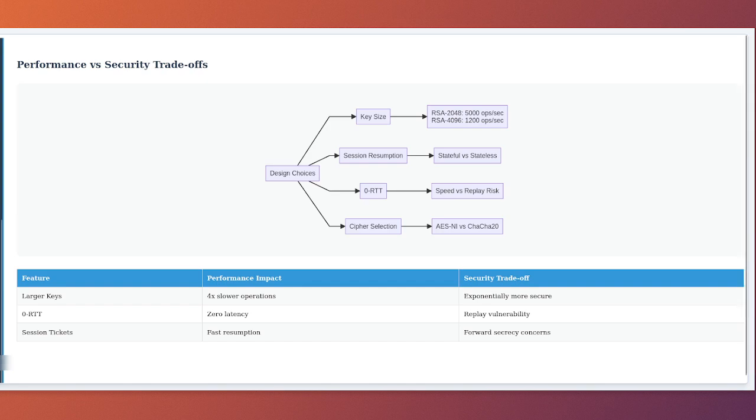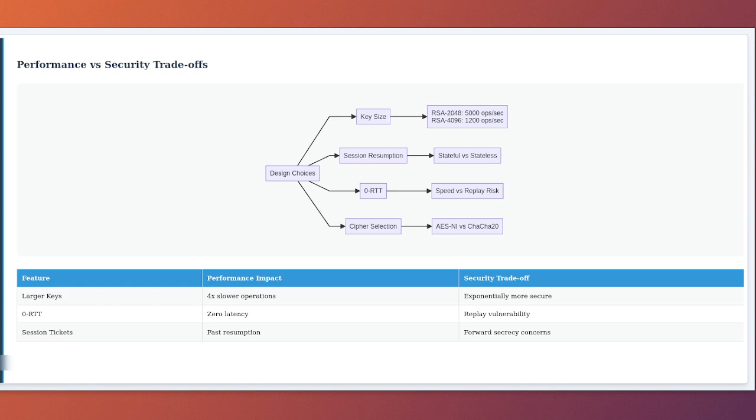Certificate chain verification is another performance consideration. Validating a certificate requires checking the entire chain up to a trusted root, verifying signatures at each step. OCSP, which stands for Online Certificate Status Protocol, stapling helps by having the server provide proof of certificate validity, which saves the client from making additional requests. However, this adds complexity and requires servers to periodically fetch OCSP responses.